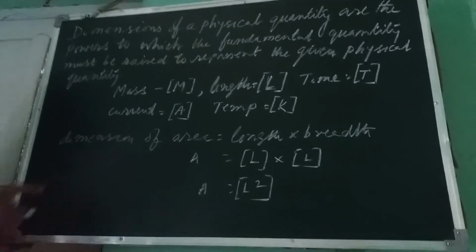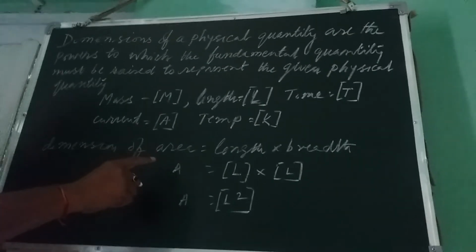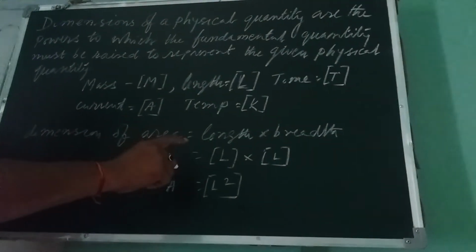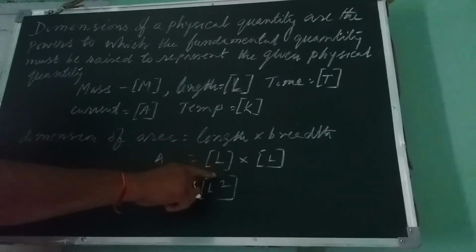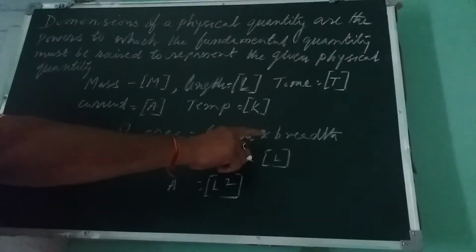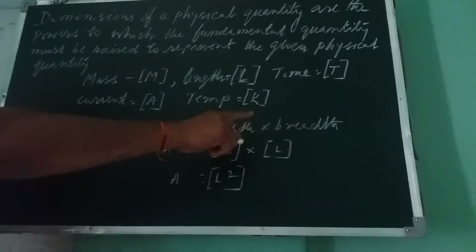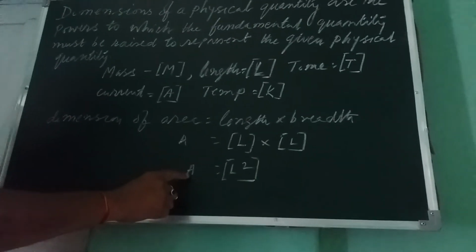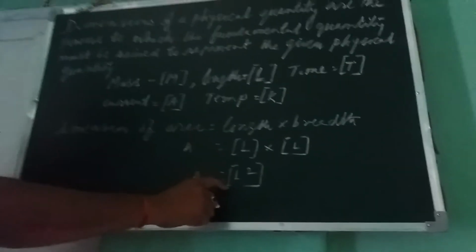Now, for example, dimension of area. The area is equal to length into breadth. Just see the length. Length is denoted by L. Breadth is also a length, so it is also L. Now the area A is equal to L square.